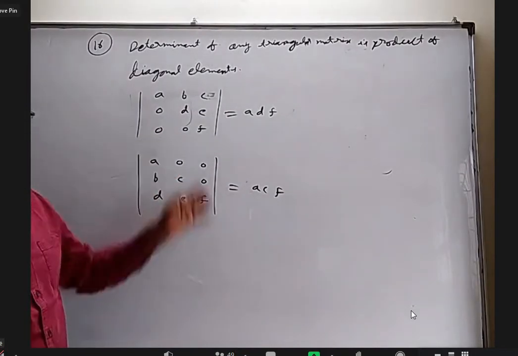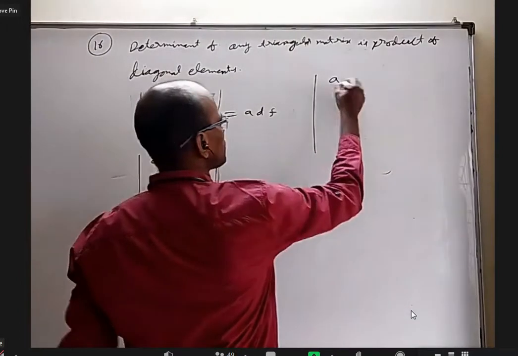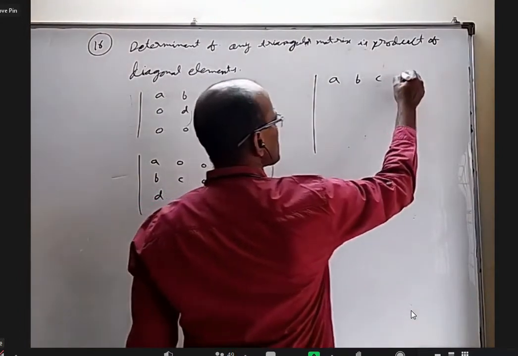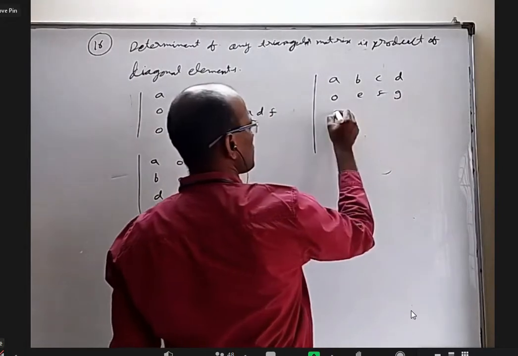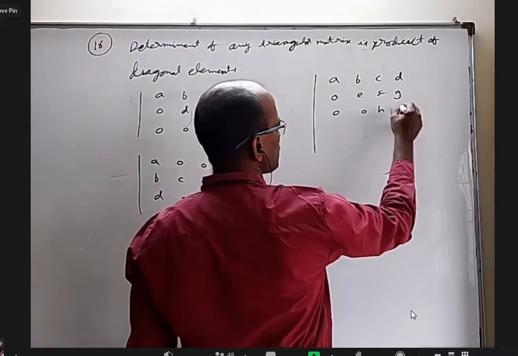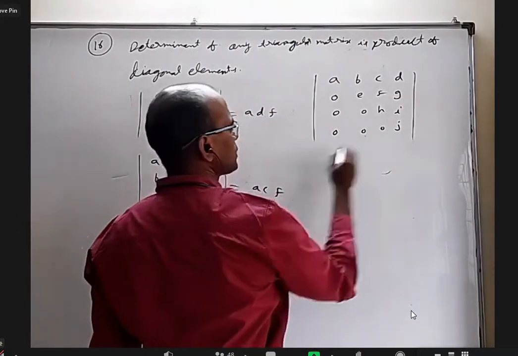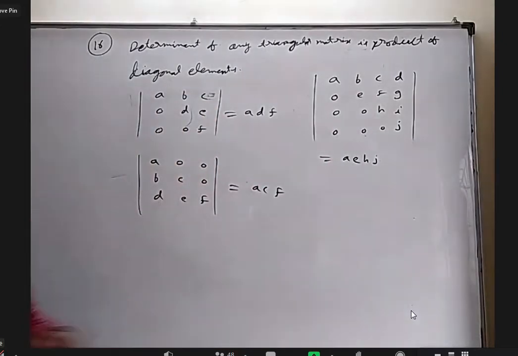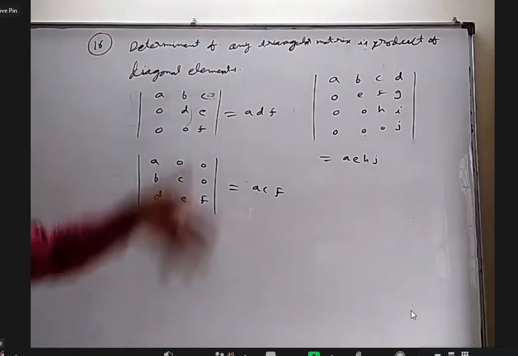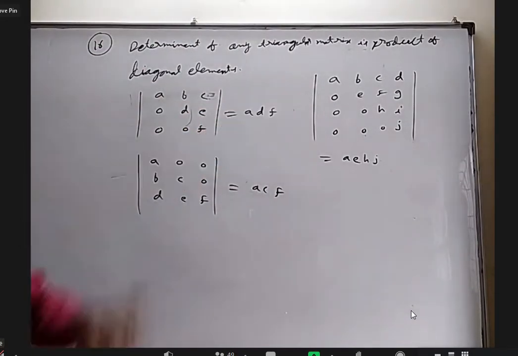It's not just for 3 by 3, but also 4 by 4, 5 by 5. If somebody wants to write for 4 by 4, you can write it also, not a problem. A, B, C, D, 0, E, F, G, 0, 0, H, I, 0, 0, 0, J. Then it is straight away A, E, H, J, the product of the diagonal elements. I could have told this right in the beginning, because based on the original definition only we can write this.